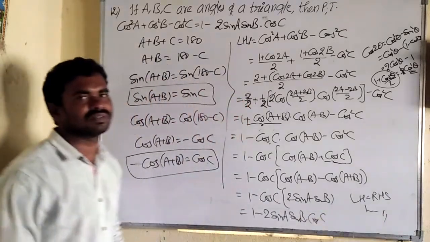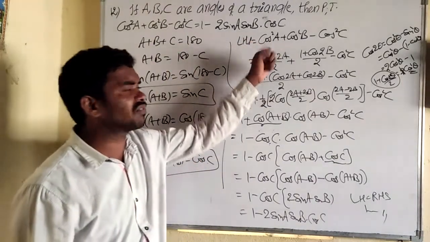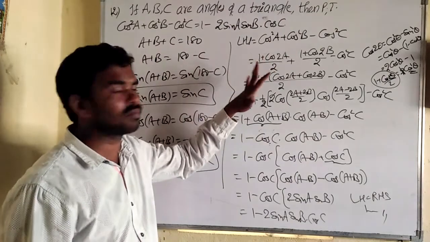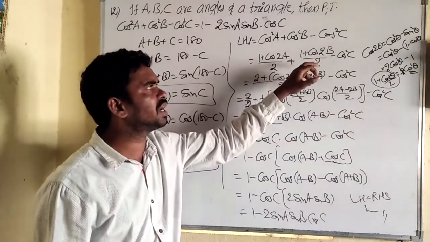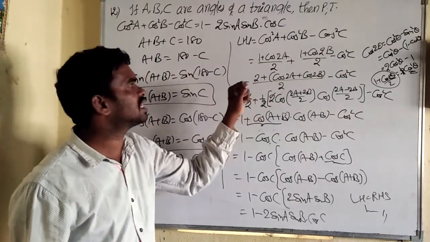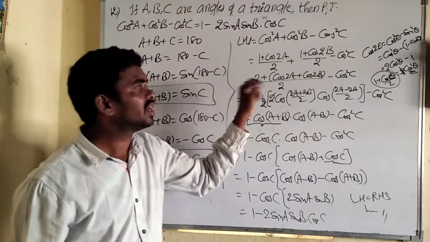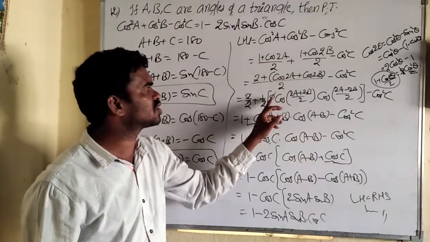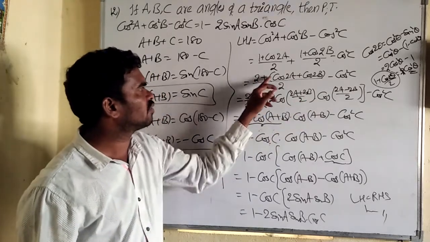This is the solution. See once again, this is the same process. Take the left hand side. Cos square a means, by the formula, (1 plus cos 2 theta) by 2. Cos square b means (1 plus cos 2b) by 2. And cos square c as it is. In both, 2 is the denominator, same LCM. 1 plus 1 is 2. And take both together, and observe cos c plus cos d is 2 cos (c plus d) by 2 cos (c minus d) by 2.